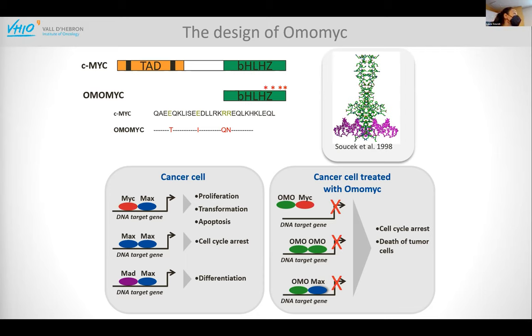So the HOMO-MYC MYC dimer doesn't recognize DNA anymore. At the same time, HOMO-MYC can form homodimers and heterodimers with MAX. They can bind DNA, but they don't have any transactivation domain. So they are silent dimers. They shut down the transcription of genes that they bind. So here we have two mechanisms of action: the active sequestration of MYC away from DNA and occupancy of the DNA with dimers that basically shut down transcription. Something that, again, small molecules you cannot achieve.